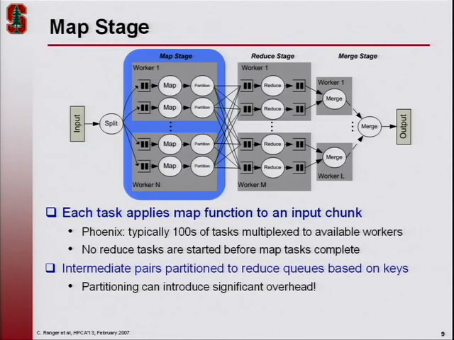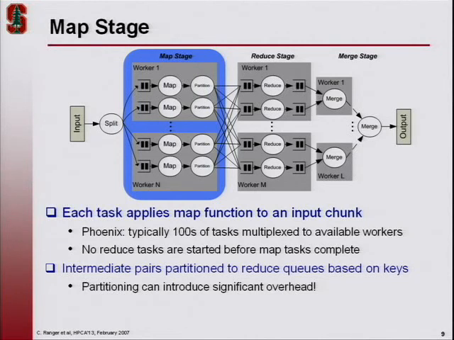So let's see how this data is processed. The map stage is composed of workers, where each worker runs on a separate thread. Each worker runs multiple map tasks, and typically an application has hundreds of map tasks dynamically scheduled across all the workers. So as the map tasks process the chunks of data from the splitter, they call emit and store the intermediate key value pairs into the intermediate queues. The partition function makes sure all the keys of the same value get assigned to the same queue. Since we need to combine all these keys of the same value, partitioning can introduce significant overhead.